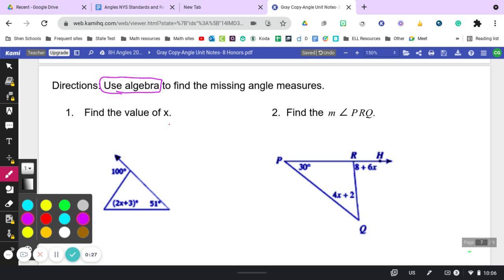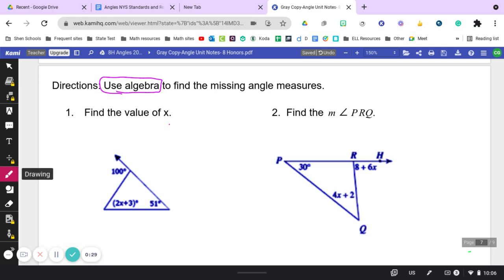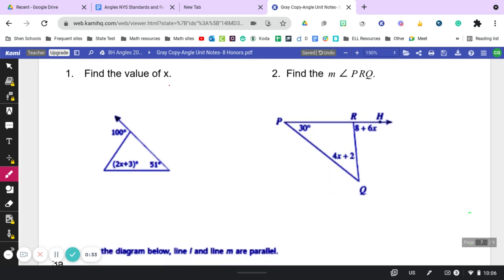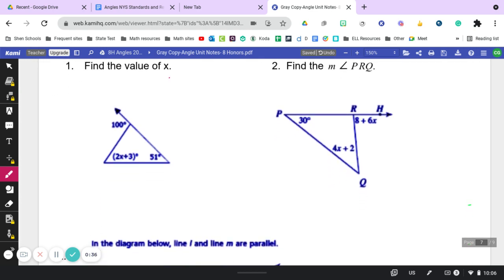And in these problems, unlike page 6, where you could get away with just adding or subtracting from 180, or using the exterior angle theorem, these really force you to understand the exterior angle theorem. Again, the exterior angle theorem says that the sum of these two remote interior angles, the 2x plus 3 and the 51 degrees, when we add them up, is going to be equal to that non-adjacent exterior angle.